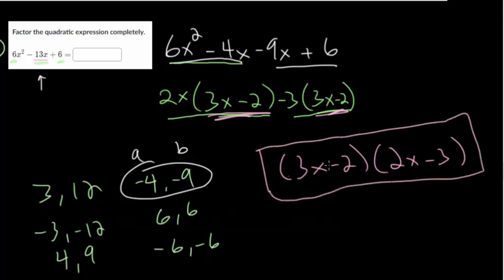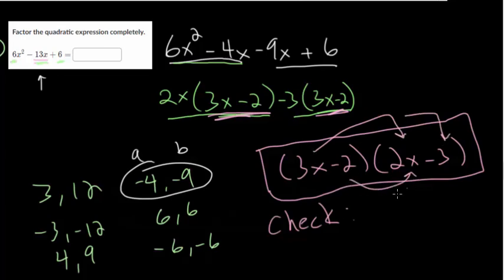But again, we're going to have to multiply it out just to check our work. So let me just write that down. We're going to check now. So let's distribute the 3x, or you could think of it as the FOIL method. And 3x times 2x is 6x squared. 3x times minus 3 is minus 9x. Minus 2 and 2x would be minus 4x. And minus 2 times minus 3 would be positive 6.